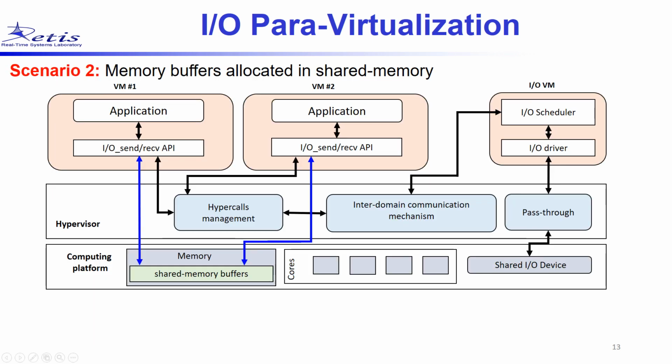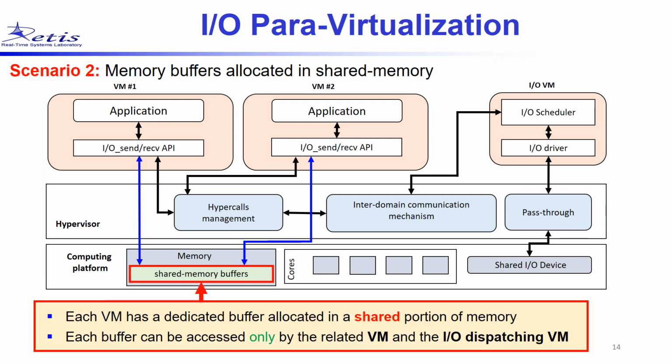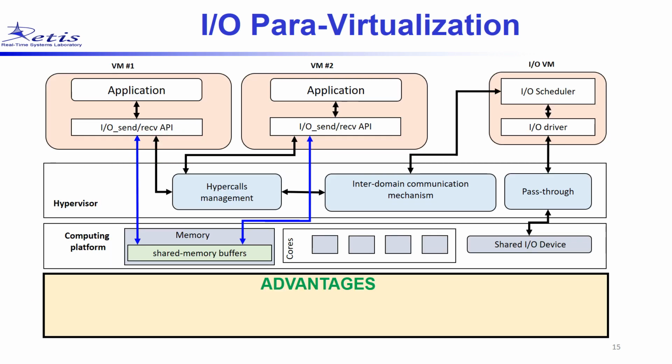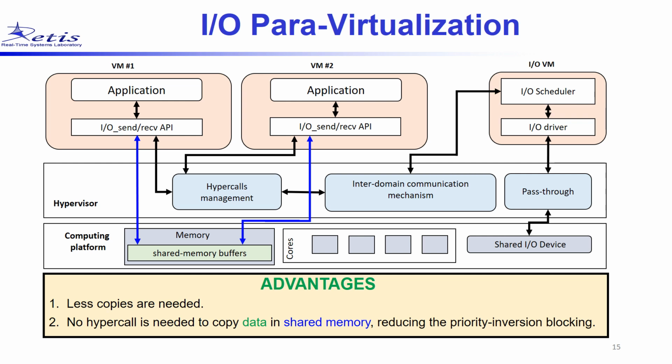For these reasons, we also considered a second scenario, in which each VM has a dedicated buffer allocated in a shared portion of memory, and each buffer can be accessed only by the related VM and the I/O dispatching VM. This approach has some advantages with respect to the previous one. First, fewer copies are needed. And second, no hypercall is needed to copy data in shared memory, reducing the priority inversion blocking.